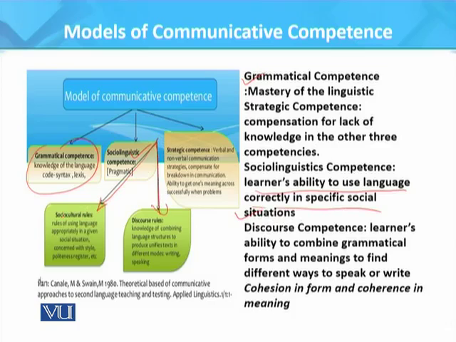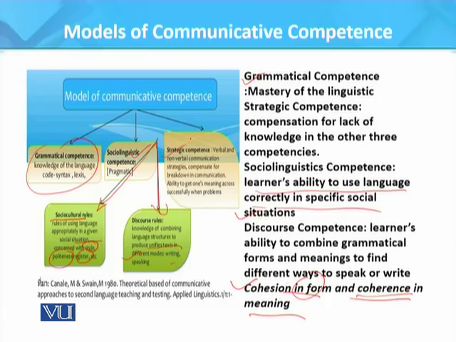Now, here you see two more components. One is sociocultural rules, which means rules of using language in a particular social situation, concerned with style, politeness, and register. Then we have discourse rules, which is knowledge of combining language structures to produce unified text in different modes, writing and speaking. And here you have cohesion in form and coherence in meaning. Cohesion in form means the idea is to present a logical sequence of thought, and there should be connectivity. So cohesion has to do with the forms that are used to develop coherence.